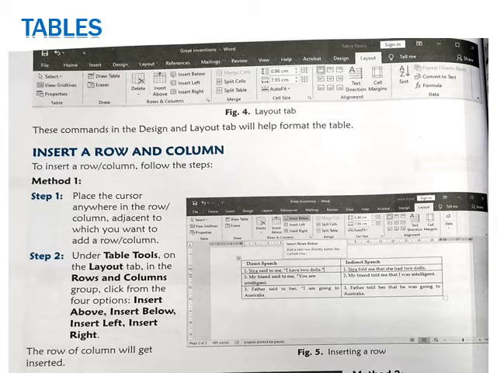Be very careful. Lots of important things are not exclusively mentioned in the book, so listen to me carefully. When you are making use of insert above and below, actually you are inserting a row. If you are saying insert left and right, that means you are inserting a column. The row or column will get inserted. Instead of "of", it should be "or". So there are little mistakes, just keep correcting them.